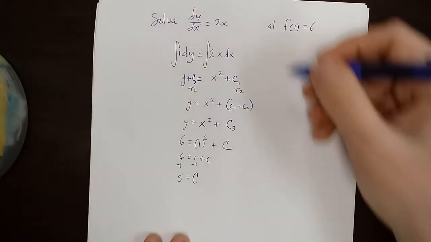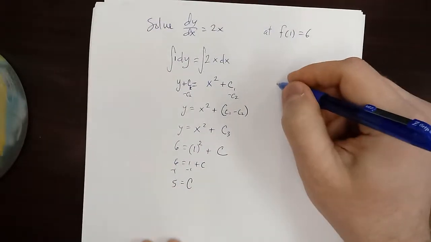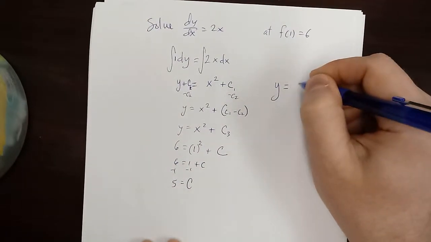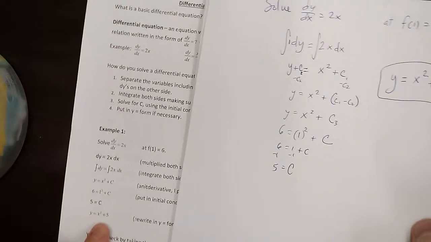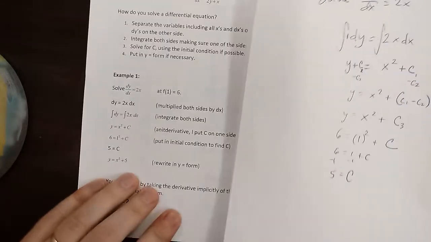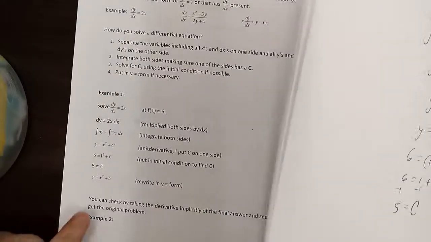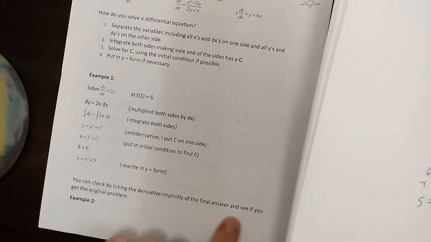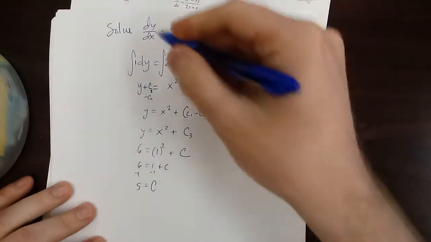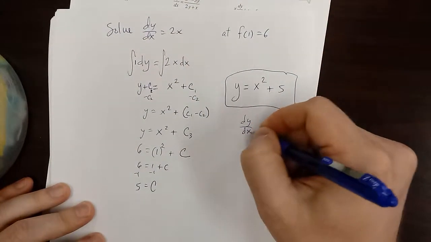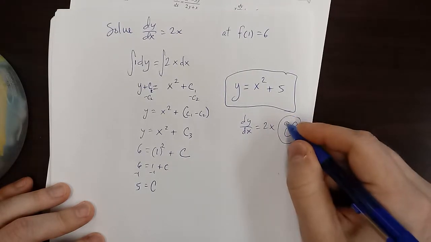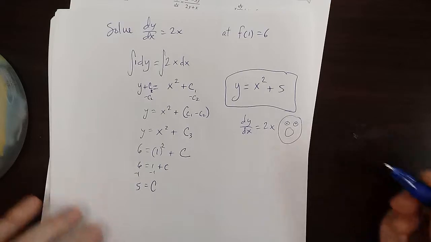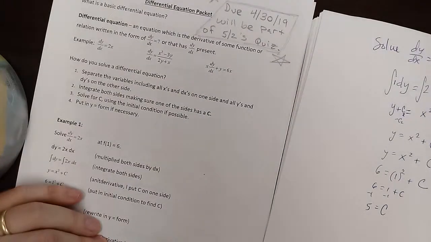And so my solution to a differential equation is going to actually be an equation. It's going to be y is equal to x squared plus 5. So now I'm going to go back and look at the original, and make sure that I followed the steps I was supposed to, and cool, looks good. So you can check by taking the derivative implicitly of the final answer and see if you get the original problem. If I took this derivative now, I'd get dy/dx is equal to 2x. Wow, I'm so surprised. So that's that.